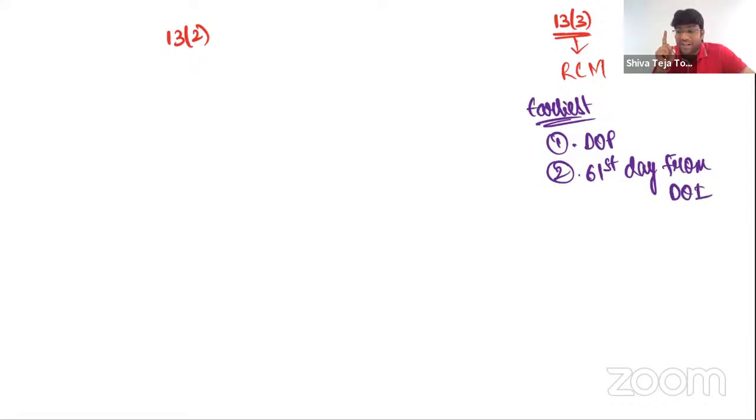Next, moving forward. Friends, if you observe carefully, the only thing left to understand is 13.2, 13.3. 13.3 is about RCM. Let me finish this first, a small point. Earliest of the following: number 1, date of payment; number 2, 61st day from the date of invoice. There we learned about the 31st day from the date of invoice, but there were three dates: date of receipt of goods, date of payment, 31st day from date of invoice. But here the answer is date of payment or 61st day from date of invoice, whichever is earlier.